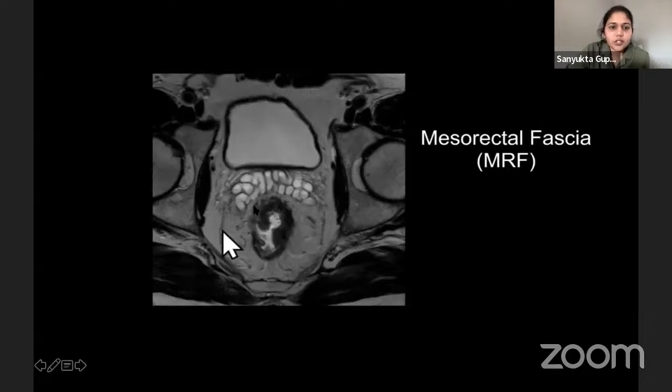So the mesorectal fascia, as we just talked about in the surgical anatomy, is the fascia covering the rectum, mostly in the lower part. In the upper and mid rectum, it becomes peritonealized anteriorly and laterally. But in the lower part, on the T2 weighted scans, it's seen as a thin, hypointense, fine layer completely surrounding the rectum.